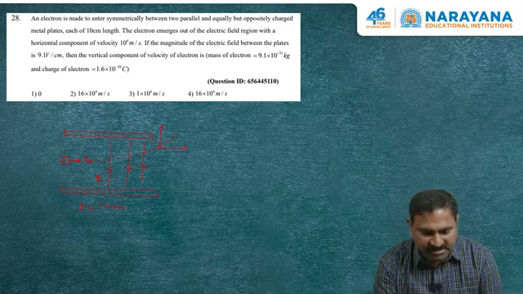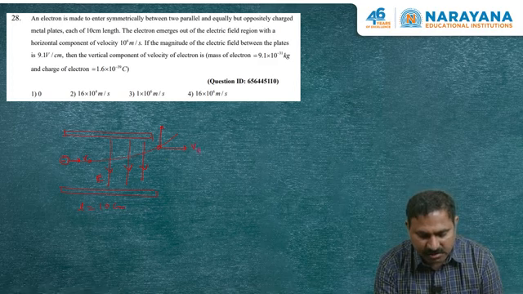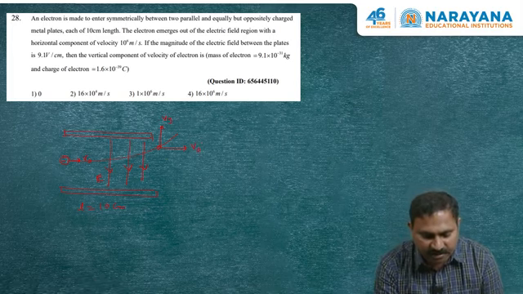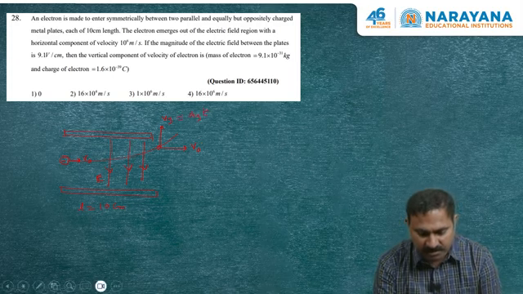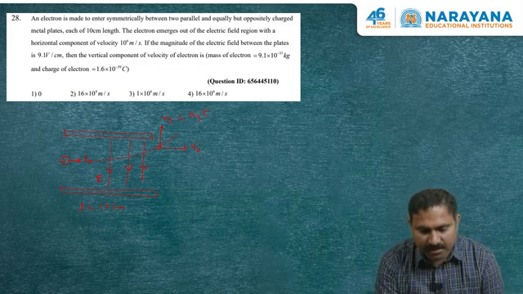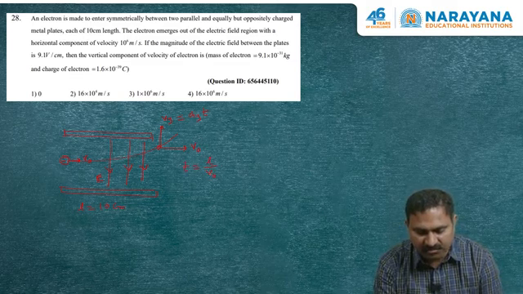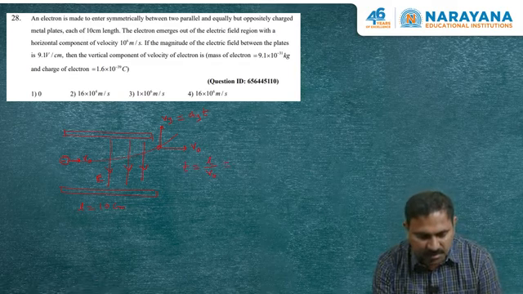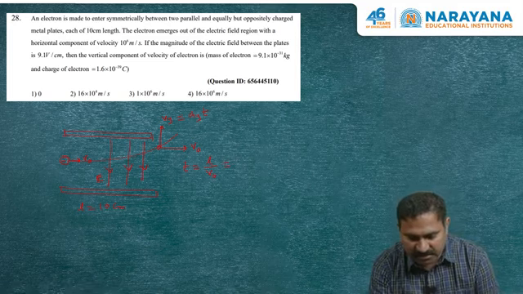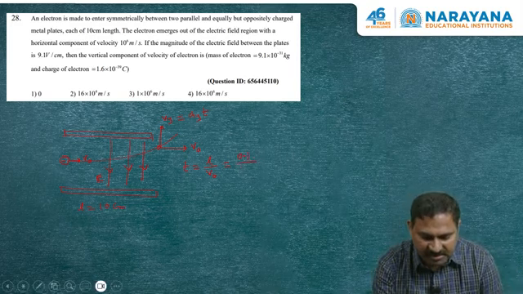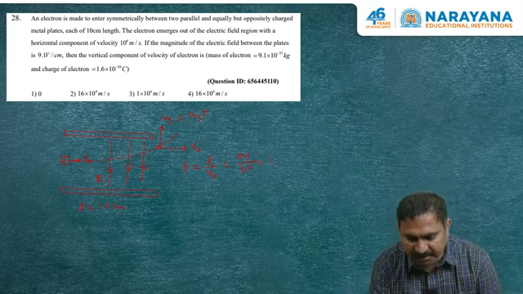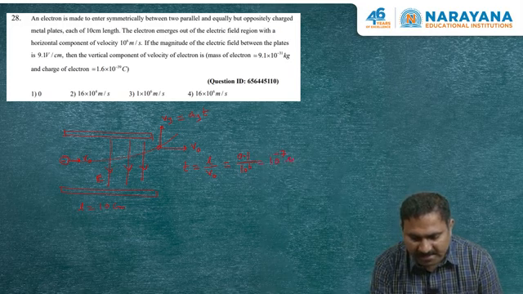During its motion, the x component of velocity remains constant, so it remains as v naught, and it acquires a y component of velocity vy. Vy can be written as the y component of acceleration into the time taken to cross the plates, where the time taken is the x component of displacement L by the x component of velocity v naught. The x component of displacement is the length of the plate, 0.1 meter, by the x component of velocity, 10 power 6 meter per second. So it is 10 power minus 7 seconds.